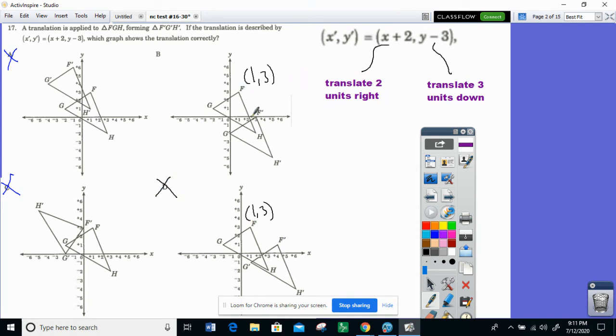That does not happen for F prime here. Going down 3 units would mean we would want to translate to a y value of 0, which is actually what we've done here. So just by looking at one point, we can see that the answer to number 17 is B.